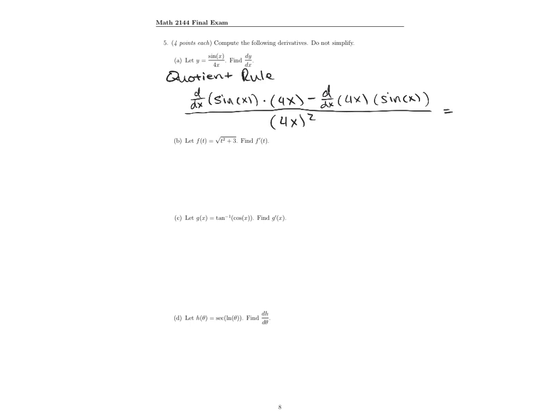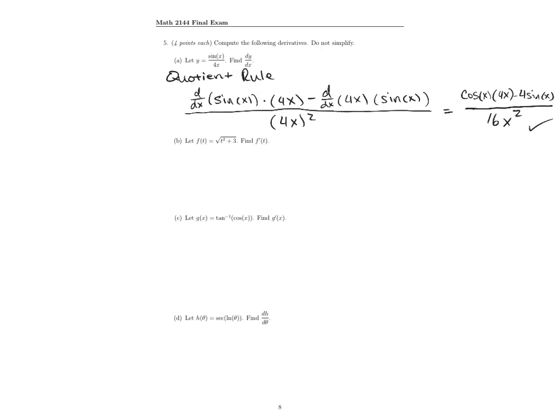So the quotient rule says that we need to take the derivative of the top times the bottom minus the derivative of the bottom times the top, all divided by the bottom squared. Taking those derivatives, the derivative of sine is cosine. The derivative of 4x is 4. And the square on the bottom is 16x squared. And we're done.